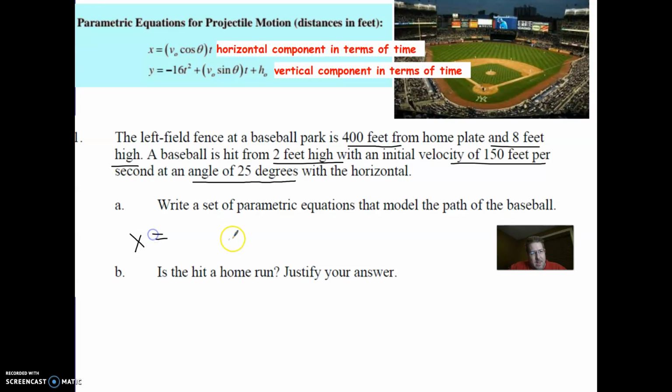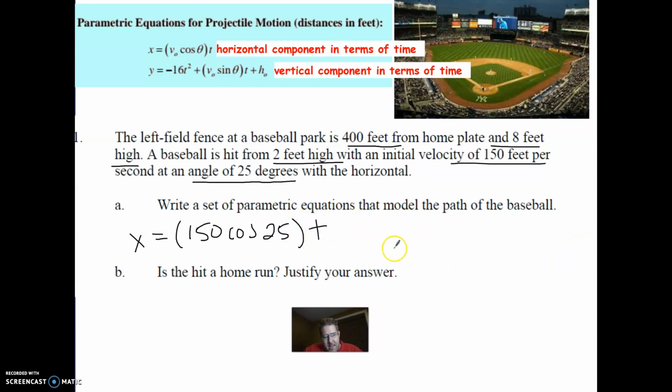So x is going to be equal to the velocity, which is 150 feet per second, times cosine of the angle, times t amount of time. Then for the height, that's going to be represented by negative 16t squared. It's always going to be that, plus 150 times sine of 25. So notice that this parenthesis and this parenthesis are basically the same. Just distance is cosine and height is sine. That kind of makes sense.